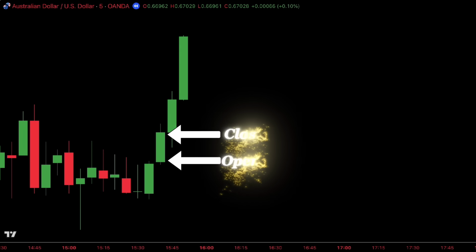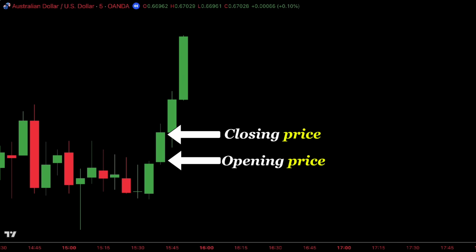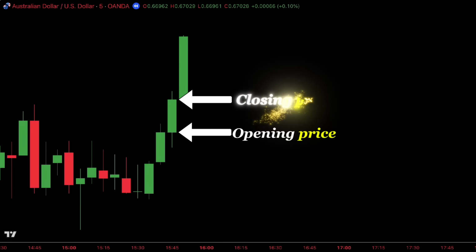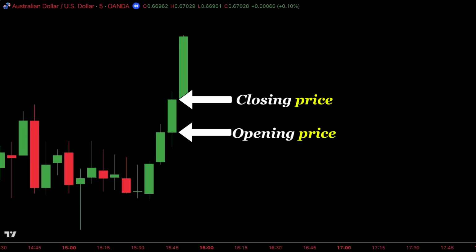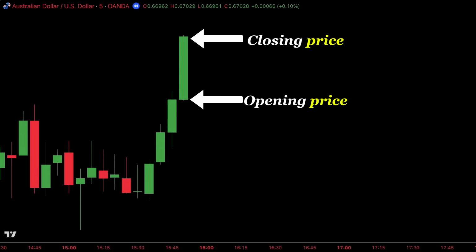The second candle opened here and again closed higher. This means buyers continued pushing the price upward during this period. The third candle opened here and closed higher. Then we have the fourth candle. Price opened here and closed even higher. Once again, this shows that buyers were still in control of the market during that period of time.